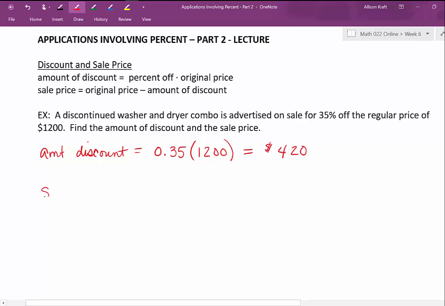To find the sale price, we then take the original amount of $1,200, subtract the discount amount of $420, and get a final sale price of $780.